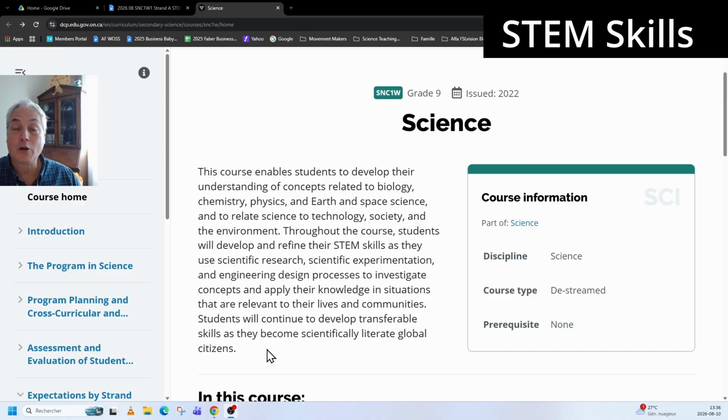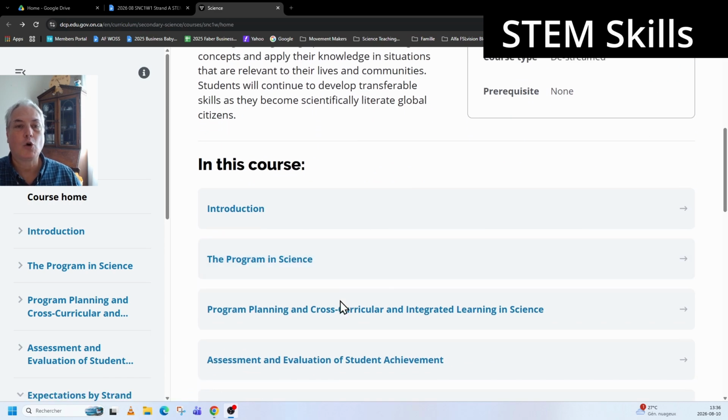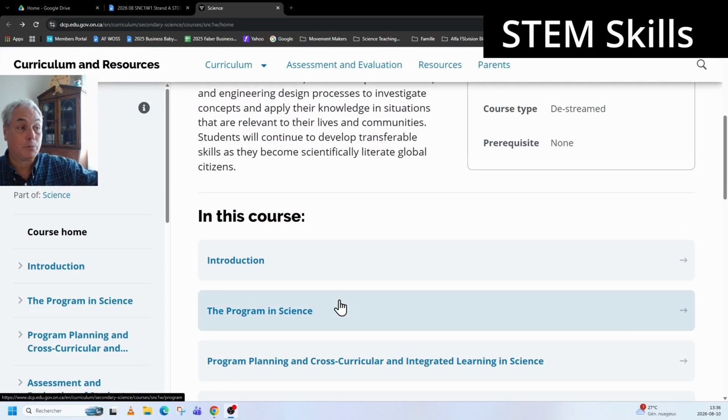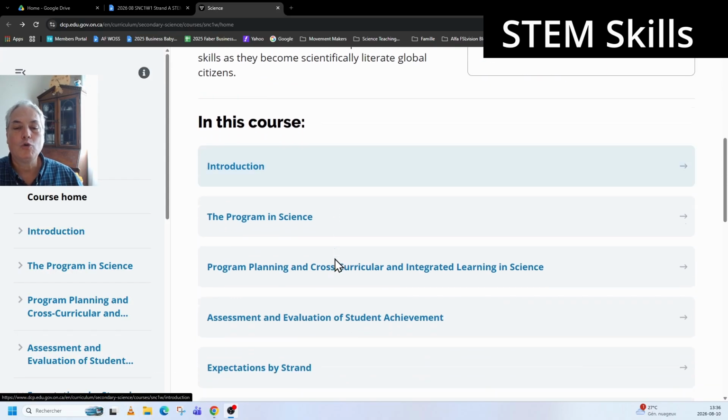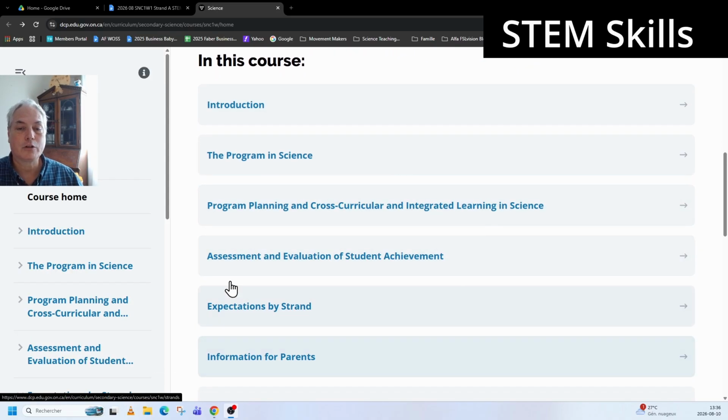So some of what we're going to plan this year is to build scientific literacy. So that will be exciting. So here there's a whole curriculum, and I will put in the description below the link to these. There's a whole section here they call the front matter of the curriculum. We're going to look at expectations by strands.